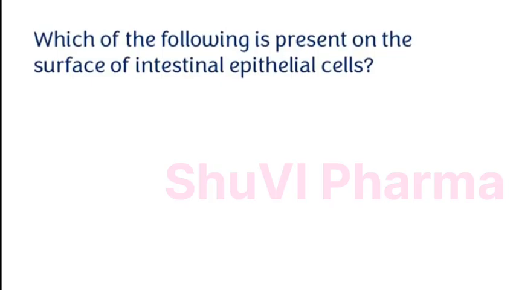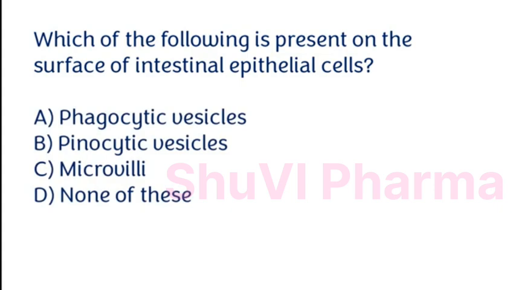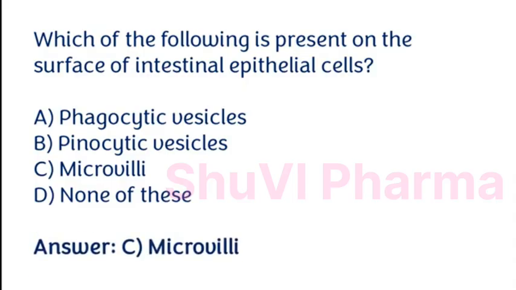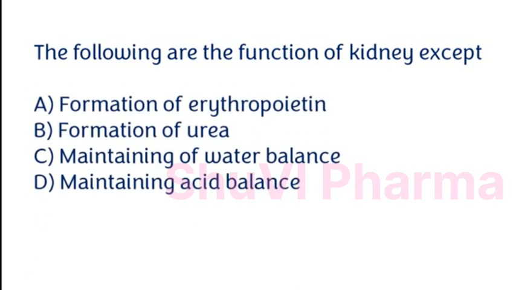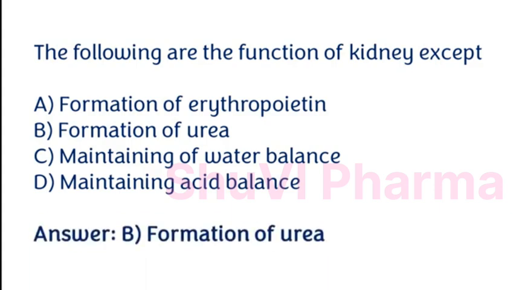Which of the following is present on the surface of intestinal epithelial cells? Phagocytic vesicles, phagocytic vesicle, microvilli, none of these. The correct answer is option C. Microvilli is present on the surface of intestinal epithelial cells. The following are the functions of kidney except formation of erythropoietin, formation of urea, maintaining of water balance, maintaining acid balance. The correct answer is option B. Formation of urea.